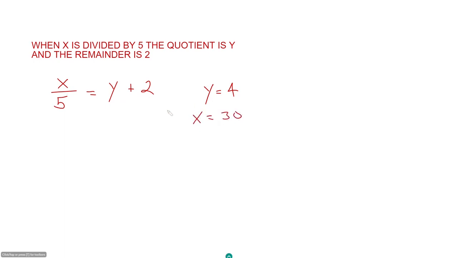So does this make sense? If I read this statement again with these numbers, it would be when 30 is divided by 5, the quotient is 4 and the remainder is 2. And so is that right? It's absolutely not right, because when 30 is divided by 5, the quotient is 6 and the remainder is 0. And so this is not an accurate translation.